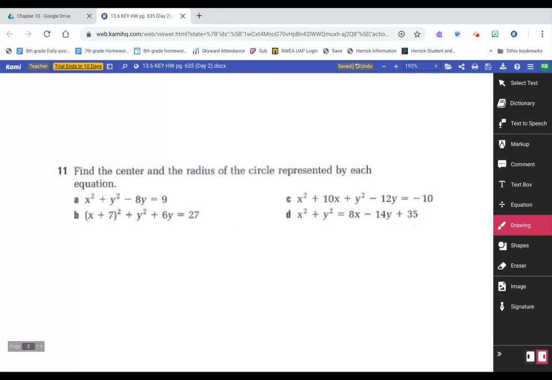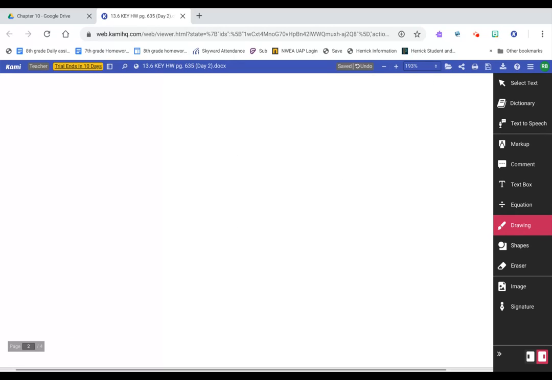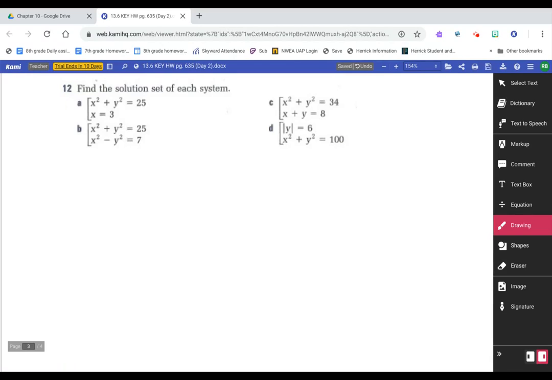Let's do number 11. Actually, this was very similar to your notes. You're going to find the center and the radius for each of those. Those were similar to the notes from yesterday, so you should be okay on those. For number 12, it's a little bit different. We are going to find the solution sets of each system.